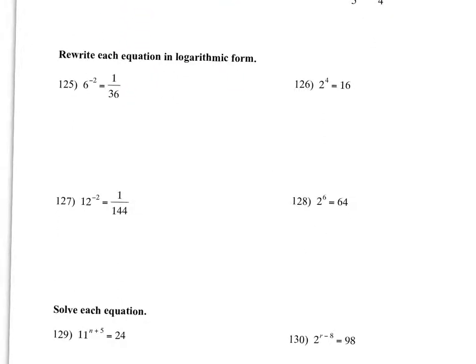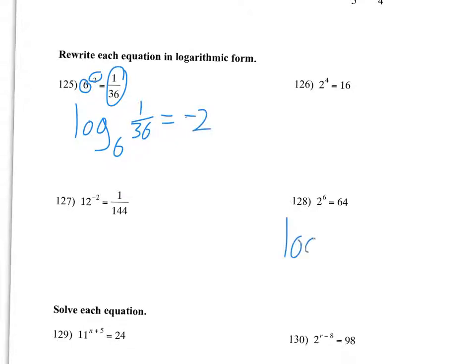Similarly, writing these in logarithmic form, there's the base. So log base 6, there's the argument. 1 over 36 equals negative 2 is an answer. For number 128, that's going to be log base 2 of 64 is equal to 6.